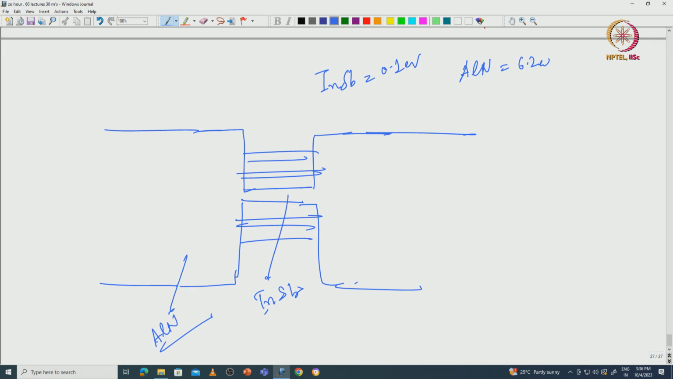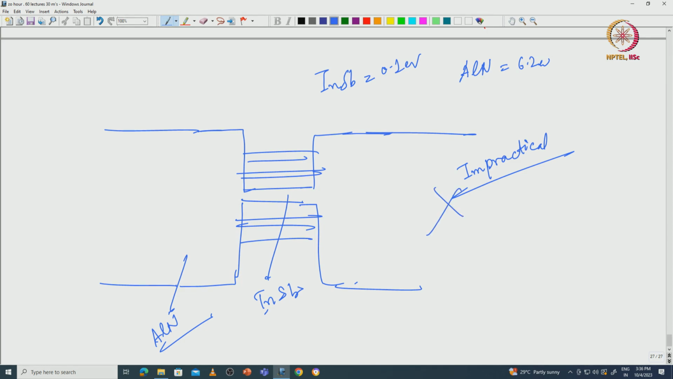You can get beautiful characteristics of a device based on this, except that it is not practical, it is impractical, because you cannot grow lattice matched planar epitaxial crystalline indium antimonide on top of aluminum nitride. They are of different material families, they are not the same structure. So, all those things you need to keep in mind.